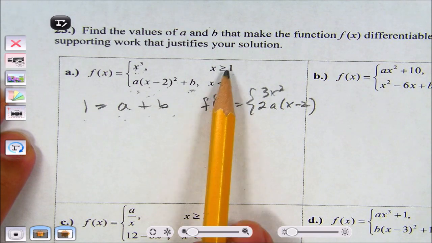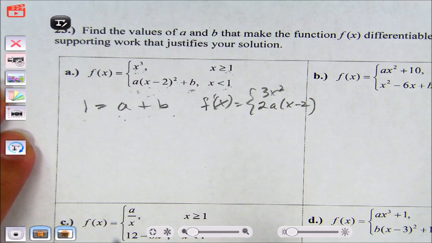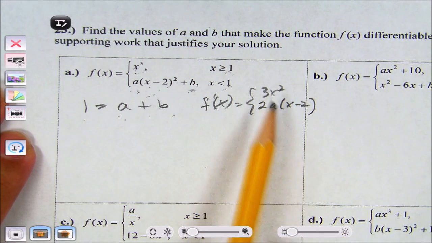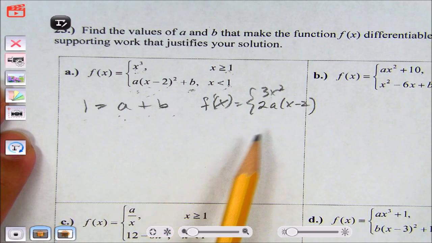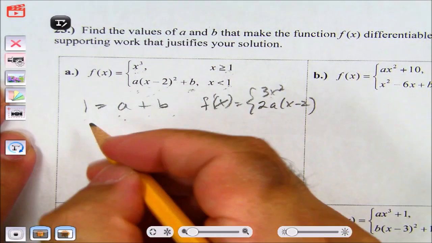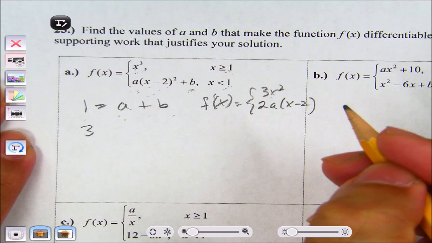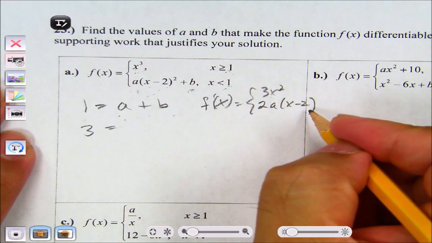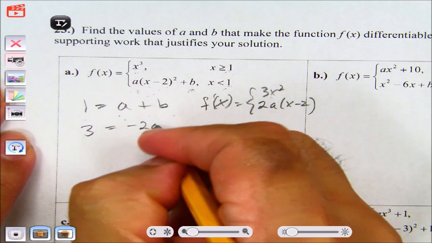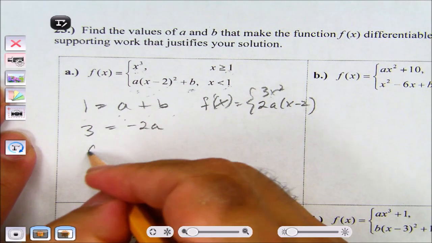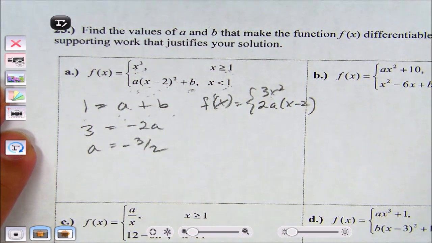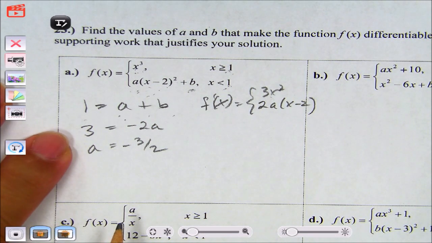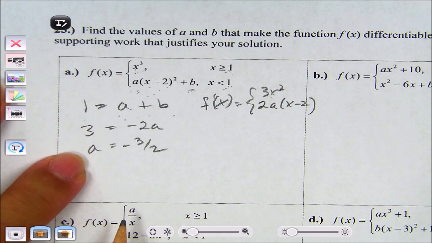Okay, so now I'll plug in the 1 into this. There's something else lurking in here that you don't know about, but we'll just cheat. So it's a good thing I chose that one. All right, so plug in the 1. So that'll give you 3 equals negative 2a. So that means a equals negative 3 halves. Yep, I just solved that equation.